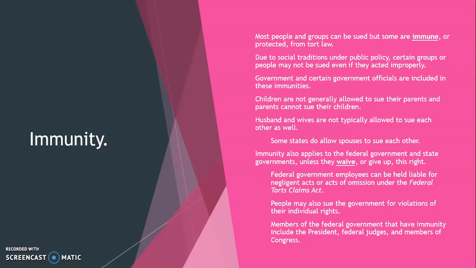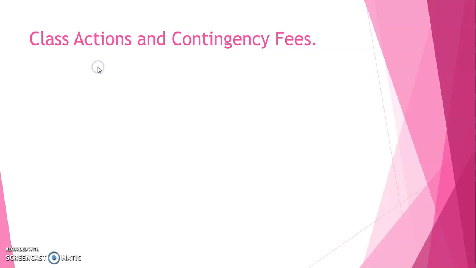Some examples here. The federal government employees can be held liable for negligent acts, or acts of omission under the Federal Torts Claims Act. People may also sue the government for violations of their individual rights, and members of the federal government that have immunity include the president, federal judges, and members of Congress.